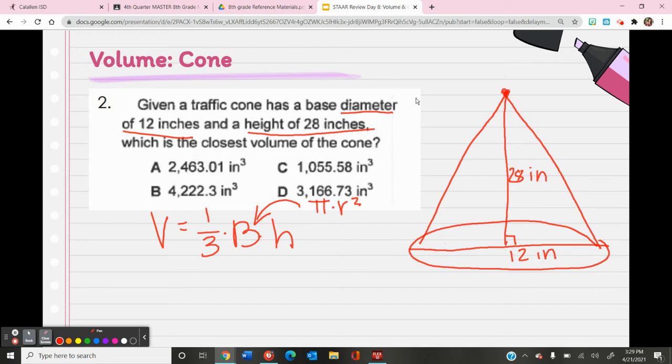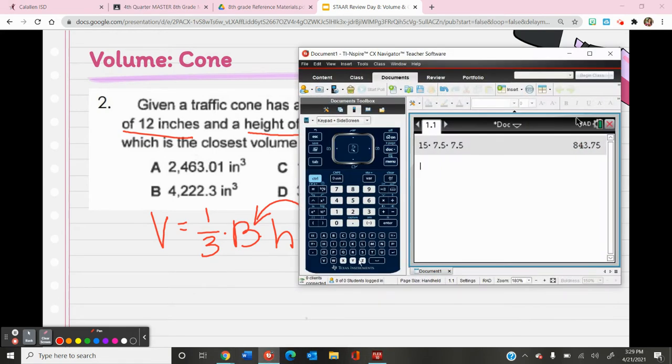So I need to find my radius. Half of your diameter is your radius. So if my diameter is 12, that means my radius is 6. So here I have pi times 6 squared. So opening up your calculator, we have pi times 6, and then squared is right here next to the 4.